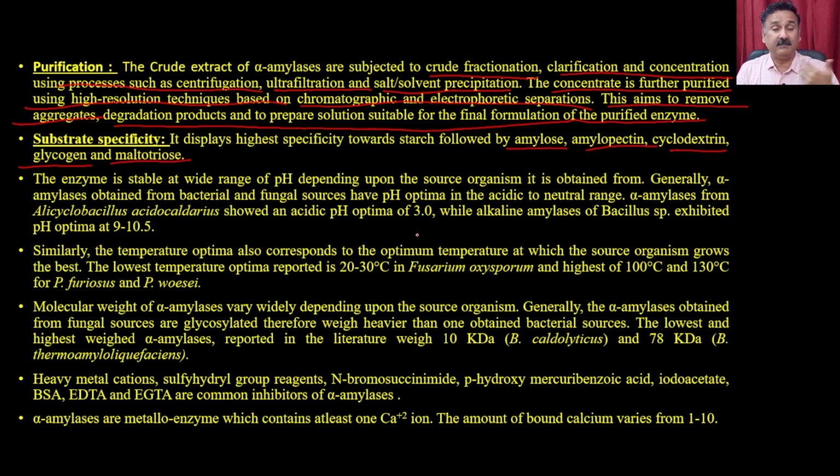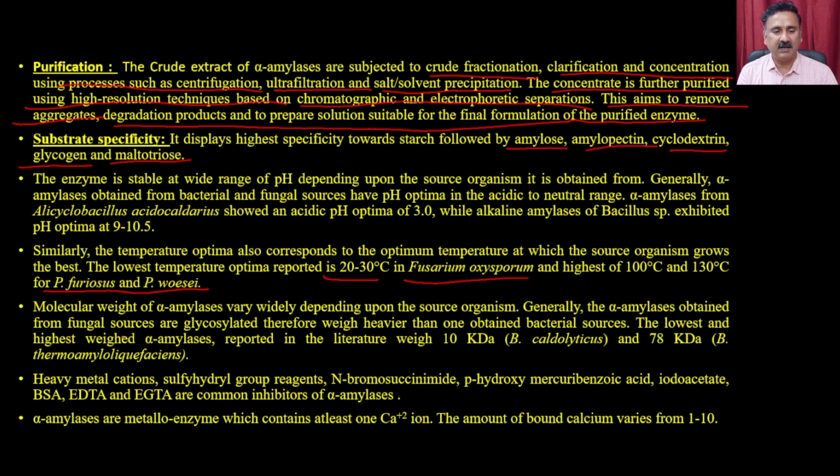Similarly, you can also have the temperature optima. So temperature could actually vary in the range of 20 to 30 in the case of Fusarium. The alpha amylase that you are going to purify from the Fusarium, and it can be thermostable in the case of these two organisms, such as 100 degrees and 130 degrees. So molecular weight of alpha amylase varies widely depending upon the source organism.